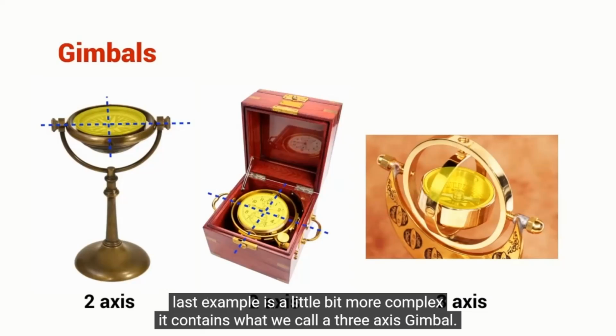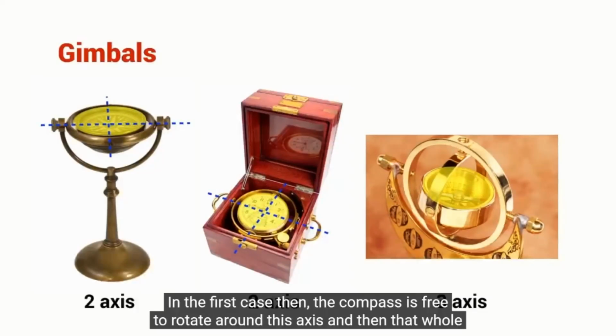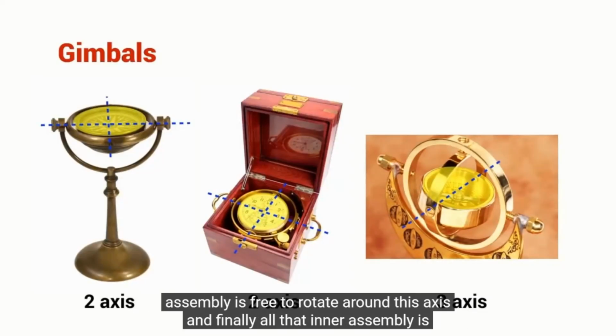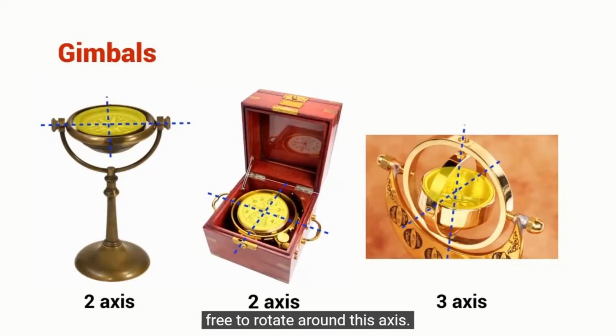This last example is a little bit more complex. It contains what we call a three-axis gimbal. So in the first case, the compass is free to rotate around this axis, and then that whole assembly is free to rotate around this axis, and finally all that inner assembly is free to rotate around this axis.